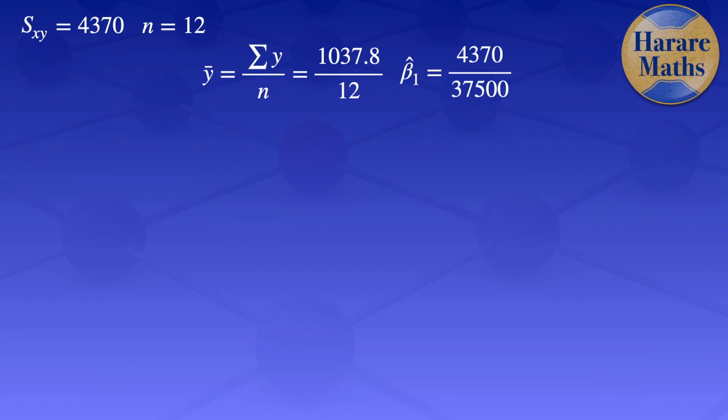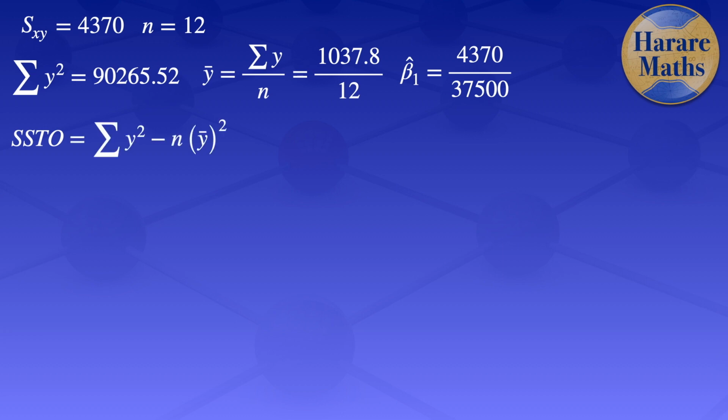I now move on to the next stage, the ANOVA table. For the ANOVA table, we need the summation of y squared. From the values that you would have entered in your calculator, you will get that the summation of y squared is 90,265.52. We'll then go on and calculate the sum of squares total. The sum of squares total is the summation of y squared minus n times y bar squared.